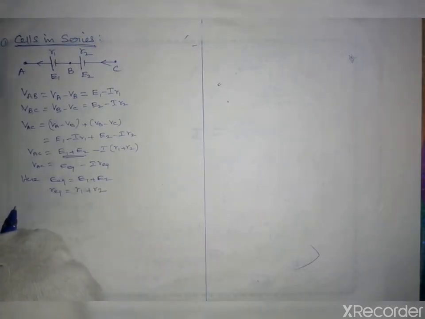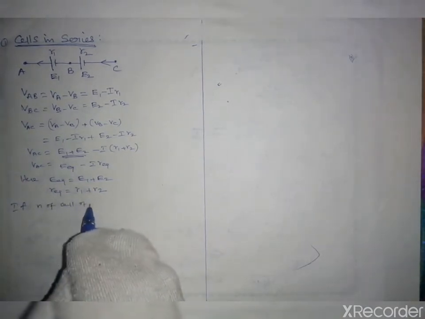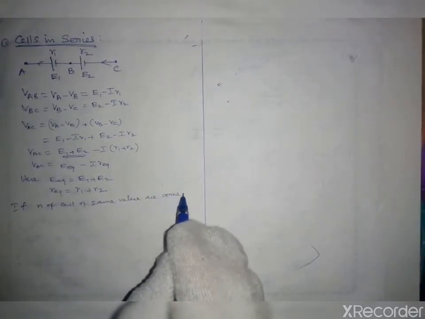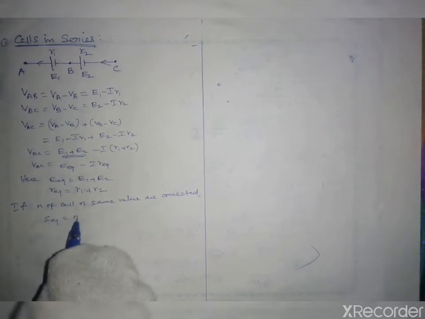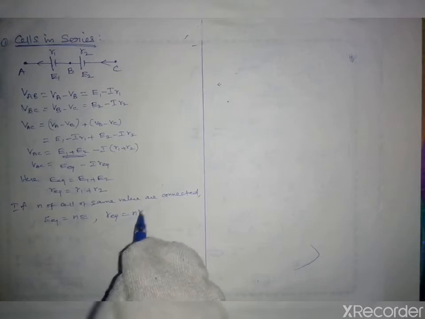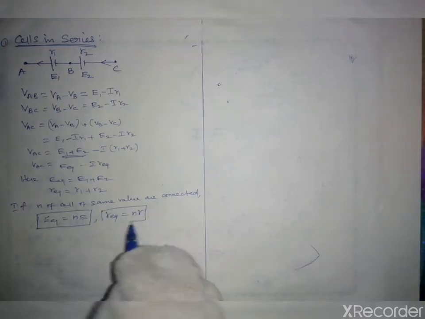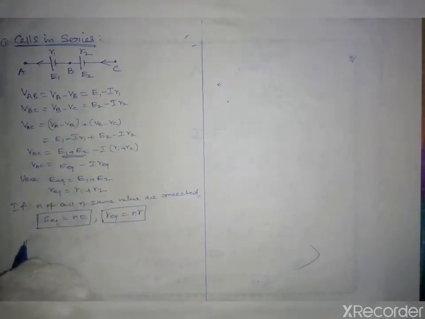And if n number of cells of the same value are connected in series, then E equivalent equals n into E, and at the same time r equivalent, the internal resistance, equals n into r. So this is for n number of cells of equal value. At the same time, the current passing through the circuit can be written, we know the formula, I equal to E by R plus r. So we know this formula.